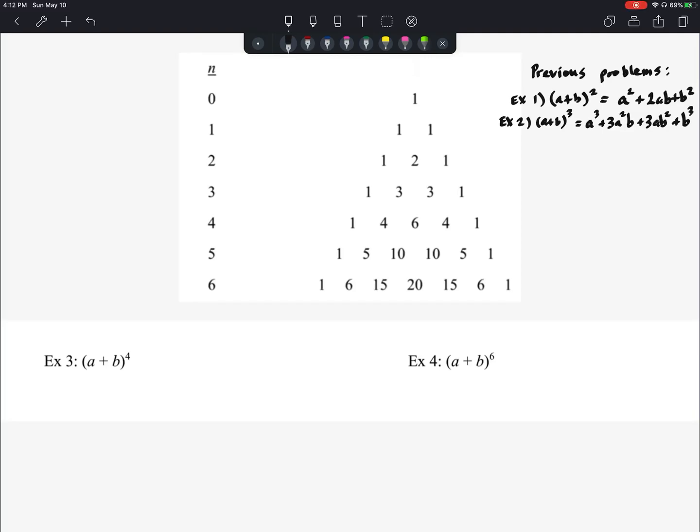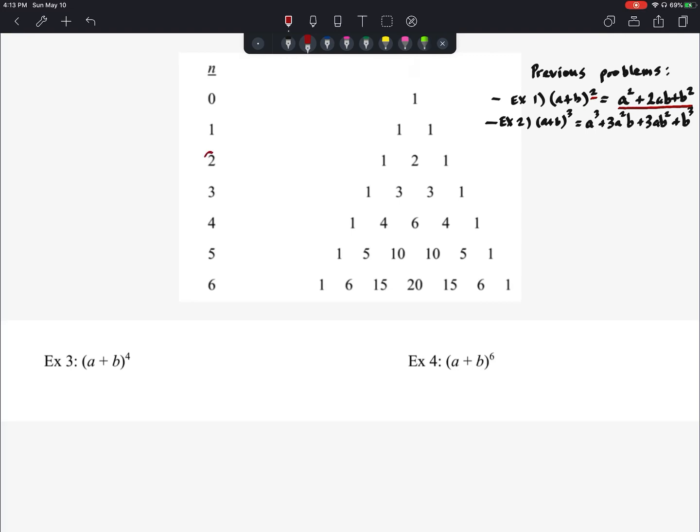All right, let's look at one more characteristic that's really going to be important for you as you work your way into doing these binomial expansions using Pascal's triangle. I have listed on this next page our first two problems, example 1 and example 2. For example 1, we had a plus b to the second power, and we ended up with this answer, a squared plus 2ab plus b squared.